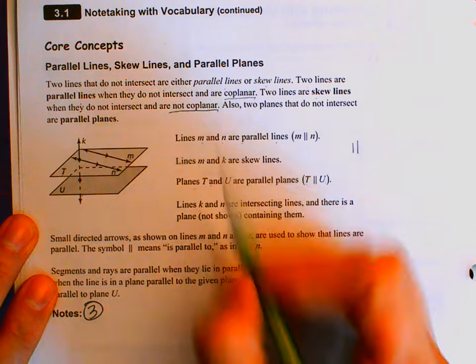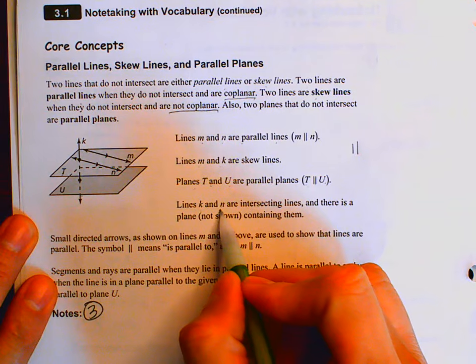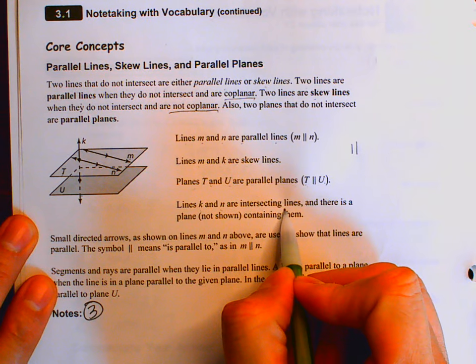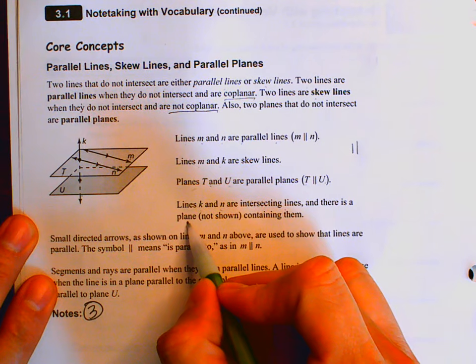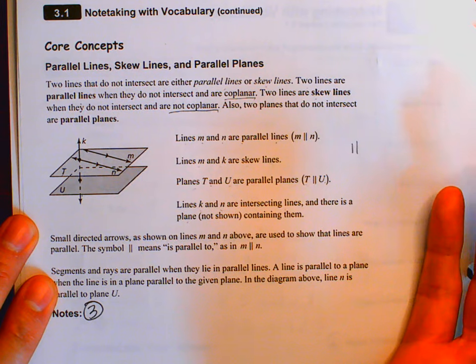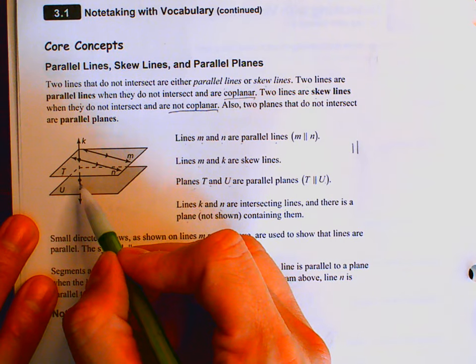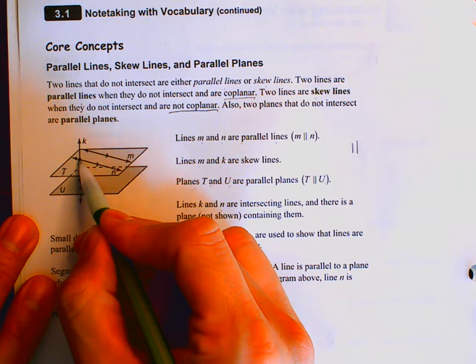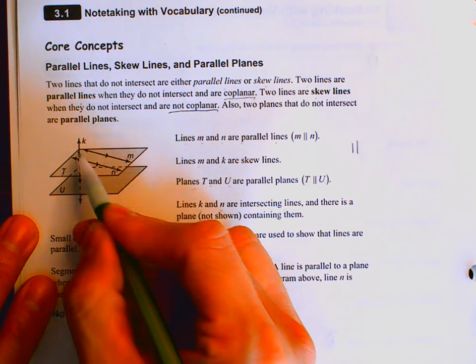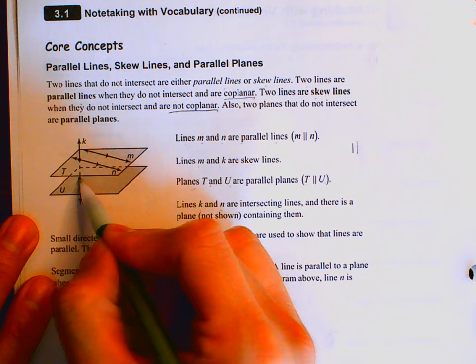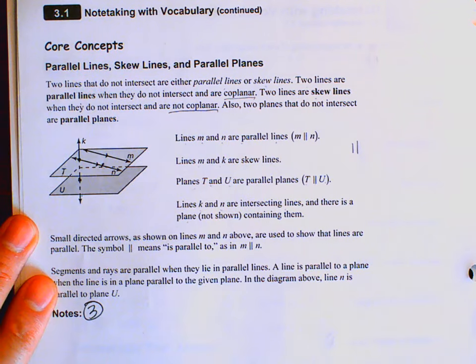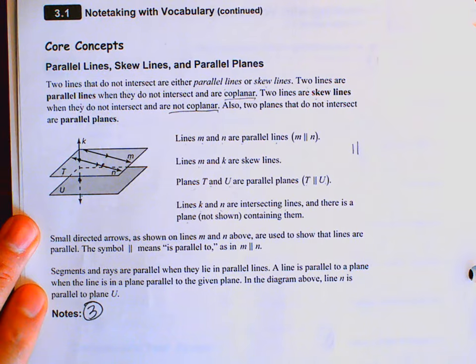Now here, lines K and N are intersecting lines, and there is a plane that can contain them. So how do we know that there's a plane that can contain them? Keep in mind that it takes 3 non-collinear points to make a plane. So not only do you have the point of intersection, but you could have a point that is on K and on N, and you can make a plane out of those 3 points.